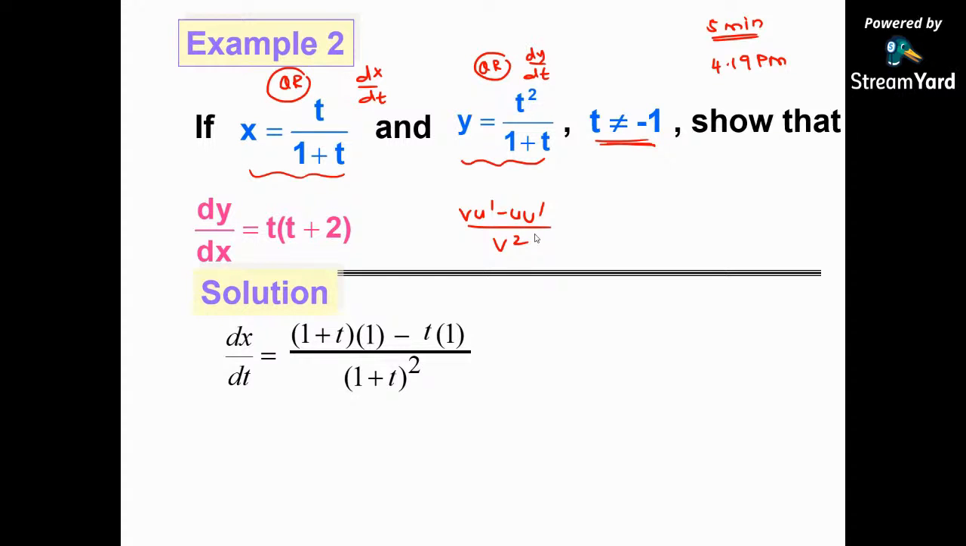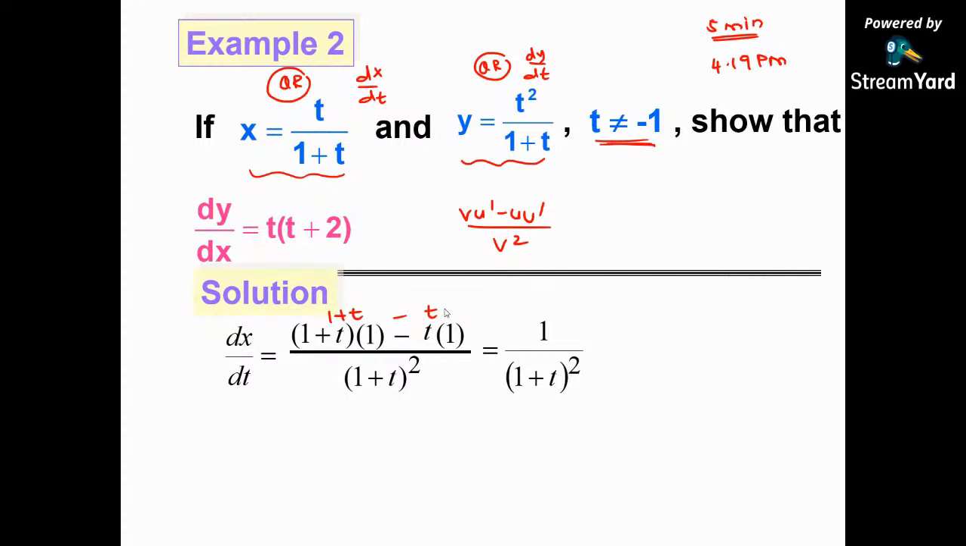And then of course you need to simplify your numerator a little bit. So we got 1 plus t over here, so this is 1 plus t minus t. Simplify them, and you are going to get 1 over 1 plus t squared.